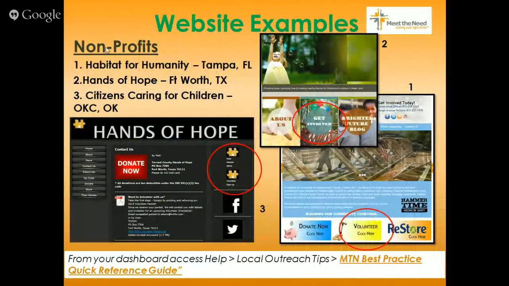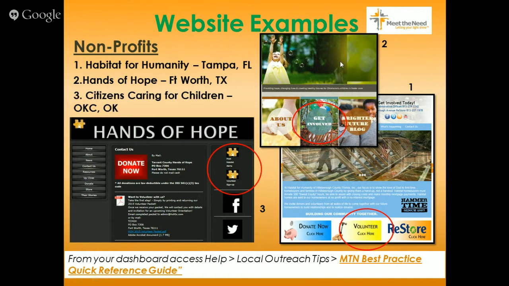Here's some website examples for nonprofits. There's 3 of them here. The first one is Habitat for Humanity in Tampa, Florida. If you notice, they have a big volunteer click here button. That's a great button to have. They call it what they want to call it. They created that button, and then they just copied and pasted the Meet the Need link to it to show their volunteer needs for their organization.